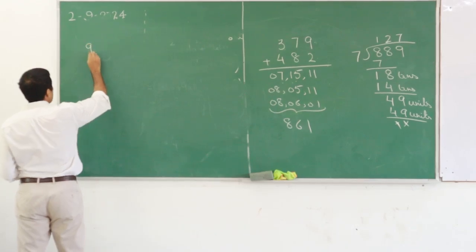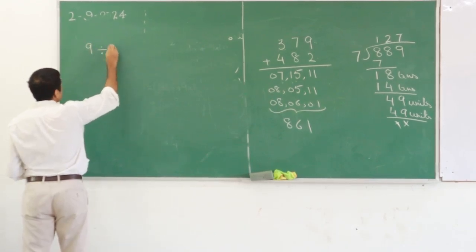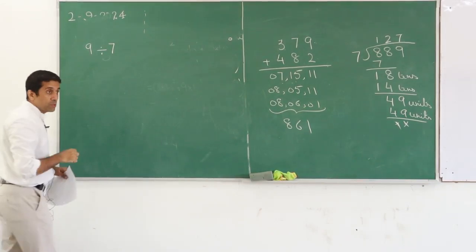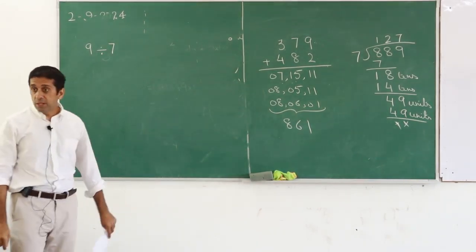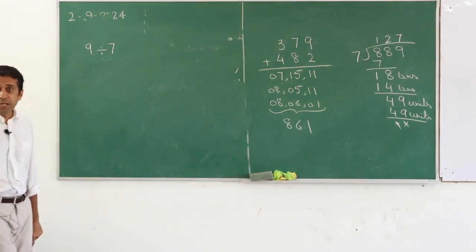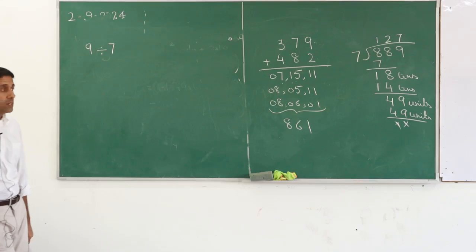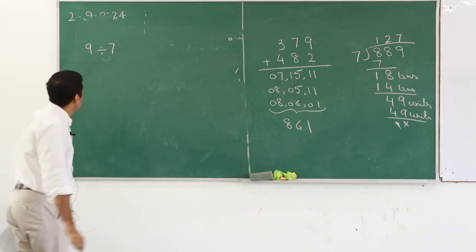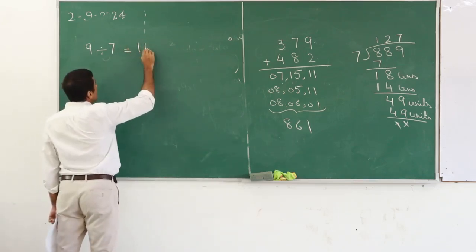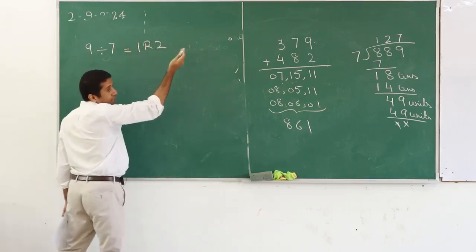So here, I have 9 ones and I have 7 children. I want to give each child something. There's 7 kids. How many ones can I give to each child? 1. So I'm going to give 1 to each child and I'm going to get a remainder of 2. Can't do much with it.